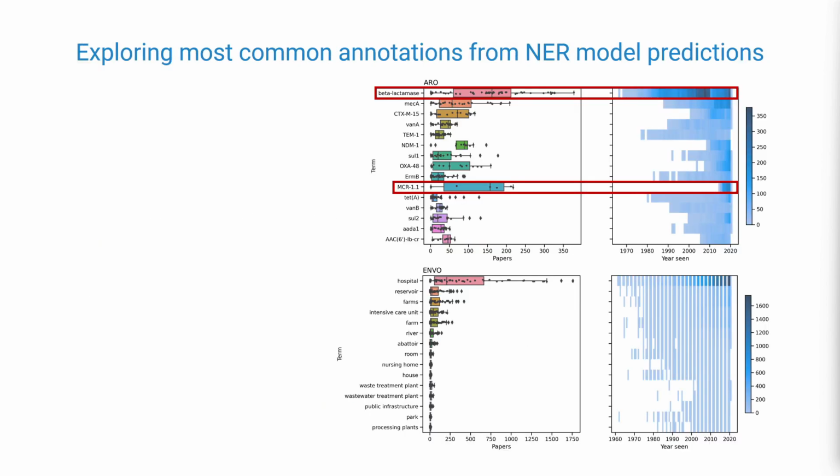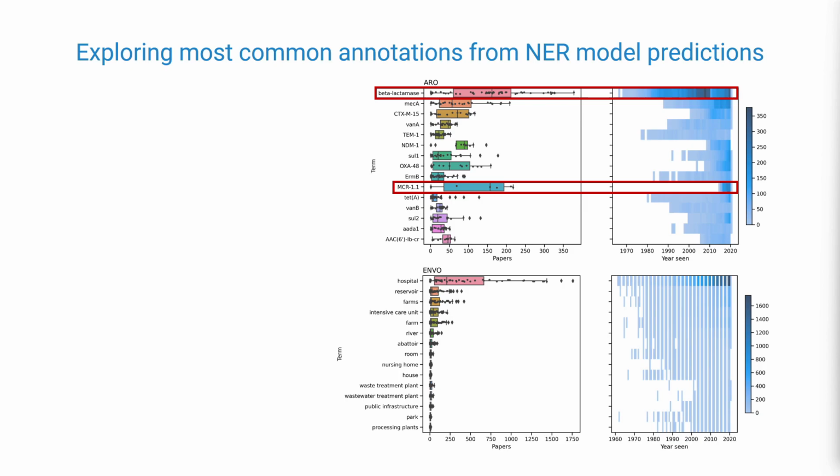Looking specifically at the most common terms the entity recognition models identified, I plotted a box plot of the number of papers each term appears in each year, along with a heat map of the year those terms were found. For the ARO, the most common term is beta-lactamase, which is mentioned most often each year, but more recently MCR1 has been mentioned quite often as well, despite only having been discovered in the past decade.